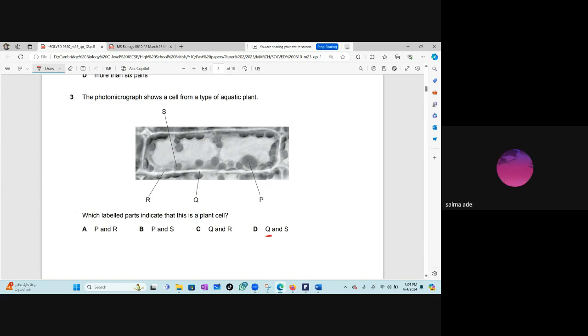Q is what? Cell wall. Good. And what is S? Chloroplast. Perfect. Now, what is R? Cell membrane. Yes, this is the cell membrane. Now, I just want to clarify that Q is pointing to the middle of the wall. So this is a cell wall, and R is towards the inner wall, if you can see the inner layer. So this is the cell membrane. What is P? Nucleus. Well done. So the answer, yes, is D.